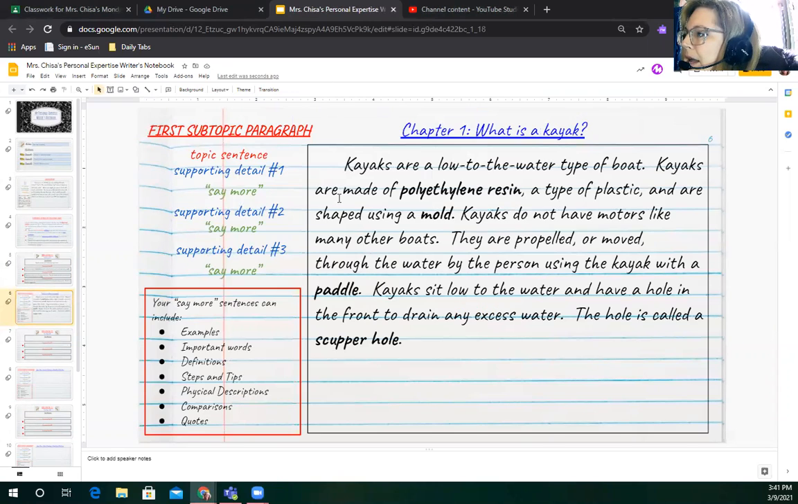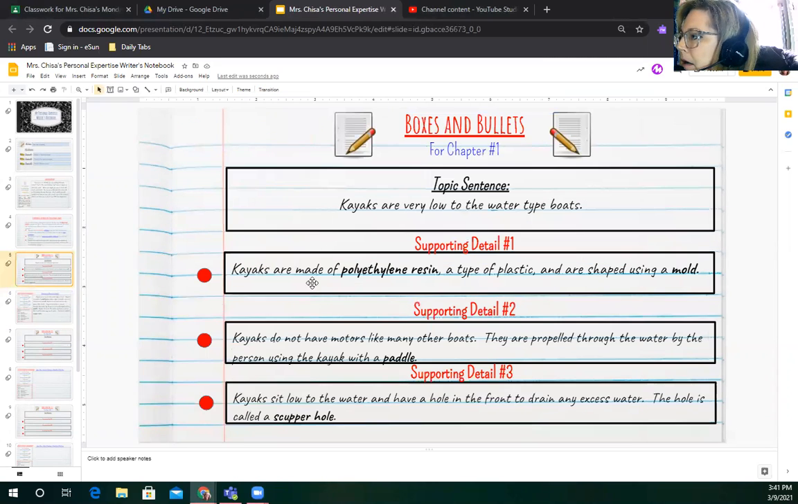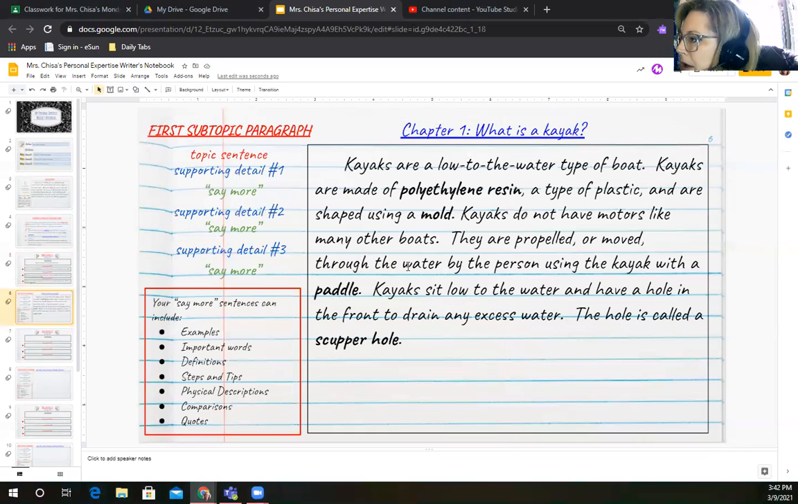So I moved on and said kayaks are a low to the water type of boat, and that's exactly what I had here. And then I took my next sentence, which was kayaks are made of polyethylene resin, a type of plastic, and are shaped using a mold. And then I put that next.